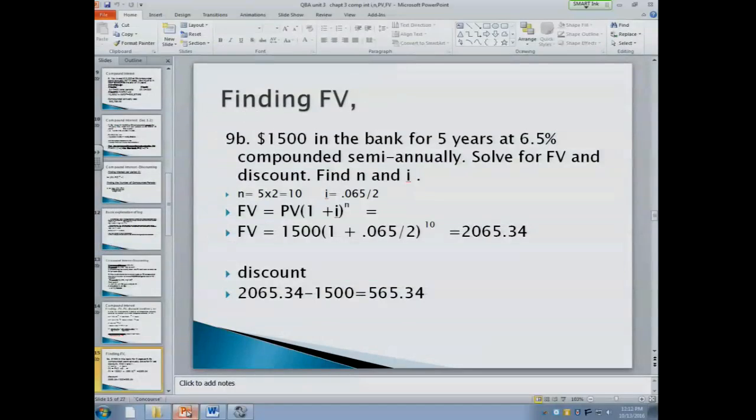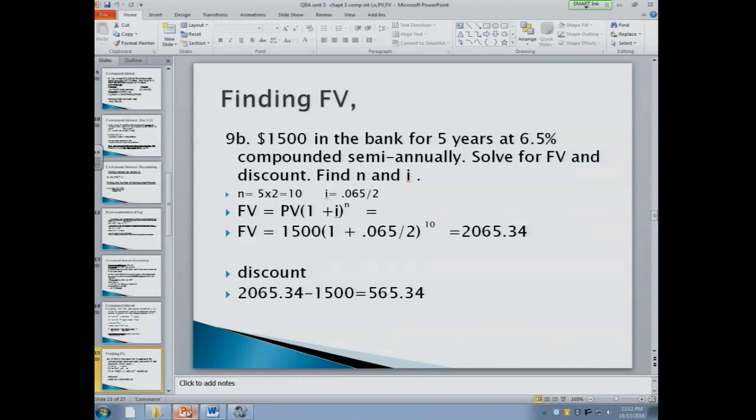So let's go over to the PowerPoints. And this is the next problem we have, 9B. Now remember, I will be going over just concepts. I might skip some of the problems in the PowerPoint presentation, but you are to go and do them yourself. So 9B, $1,500 is in the bank for 5 years at 6.5% compounded semi-annually or twice a year. Solve for future value, discount, N and I.